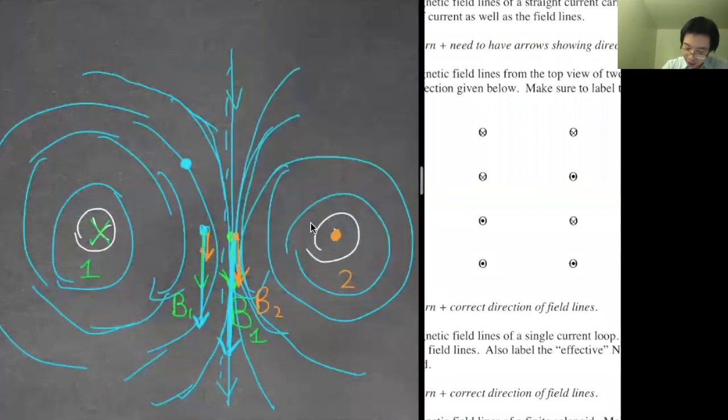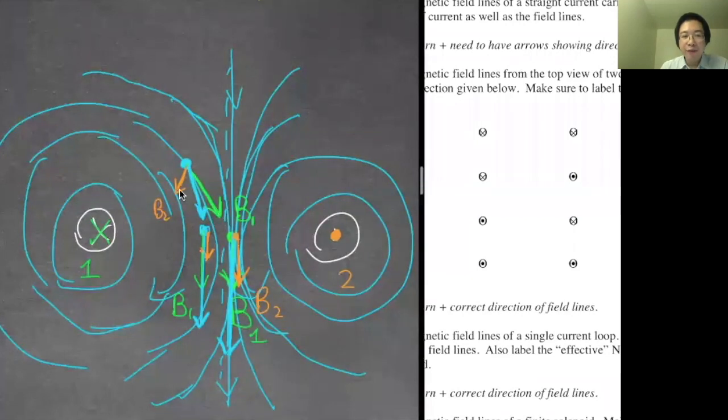So over here, B1 is going to be pointing this way, and B2 is going to be, use your right hand to wrap it over here. It's going to be pointing this way, but at a smaller angle, because a smaller length, because it's further away than B1 is to the source. So this is B2. And so the net effect would be something like this.